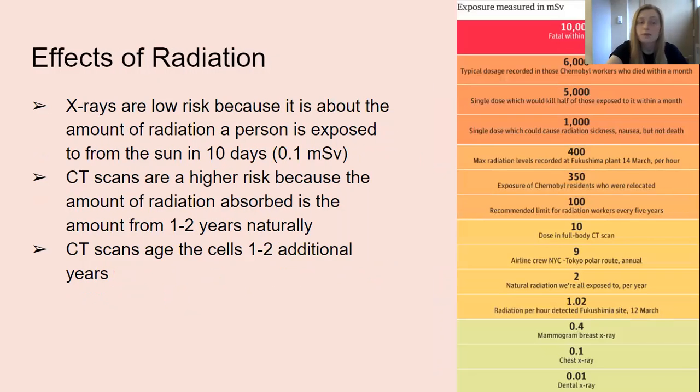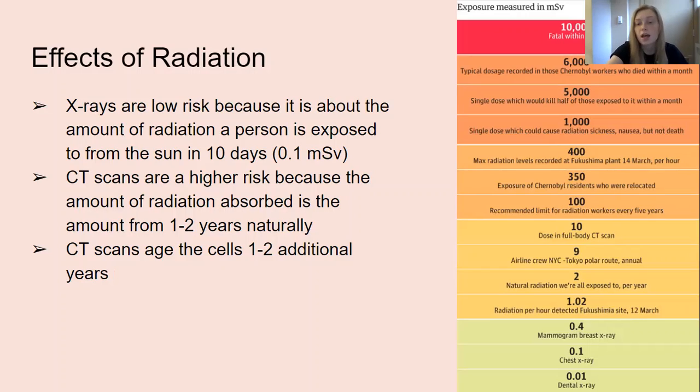As for the effects of the radiation and the amount of mSv absorbed by the person, X-rays are generally low risk because of the amount of radiation a person is exposed to. For reference, in 10 days, you are exposed to 0.1 mSv from the sun, which is equal to 1 chest X-ray. However, CT scans are higher risk because the radiation absorbed equals what you would absorb naturally in 1 to 2 years. This means that every CT scan you get, you are aging your cells by an additional 1 to 2 years.